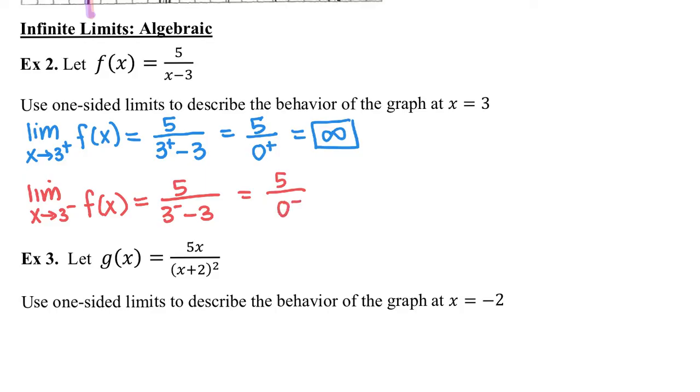If I do 5 divided by 0 from the negative side, I get negative infinity. Okay, and yes, I know there's no such thing as negative 0, so that's why we're just saying we're approaching 0 from the negative side.